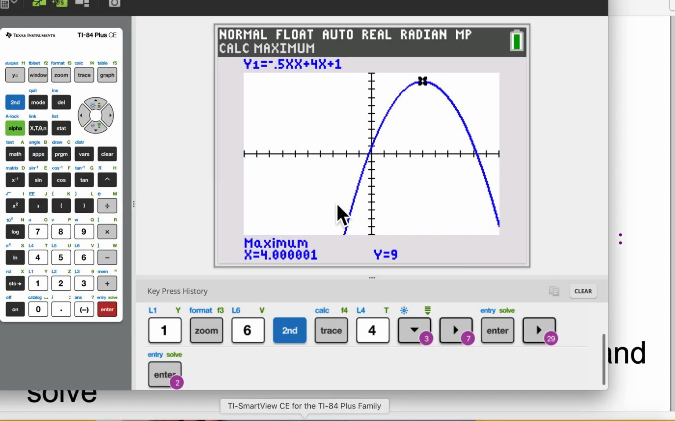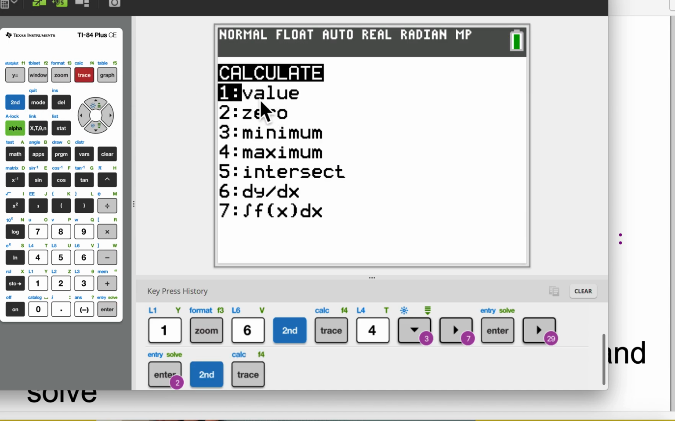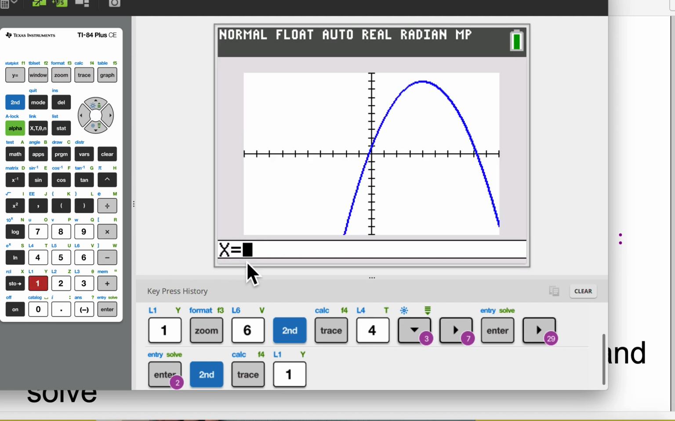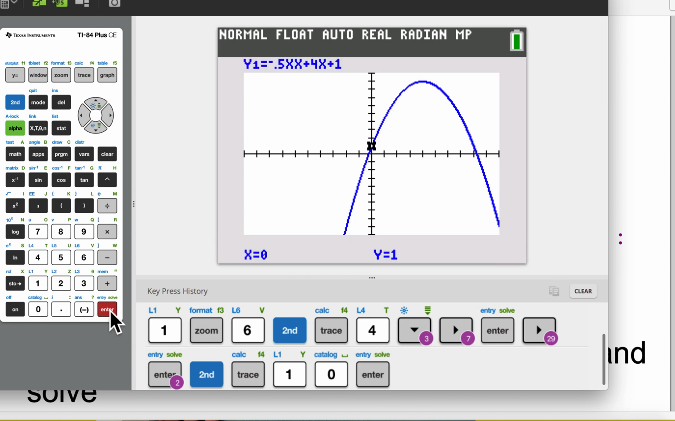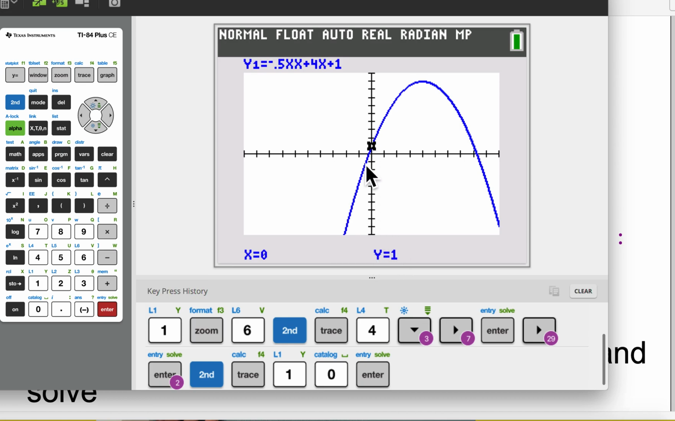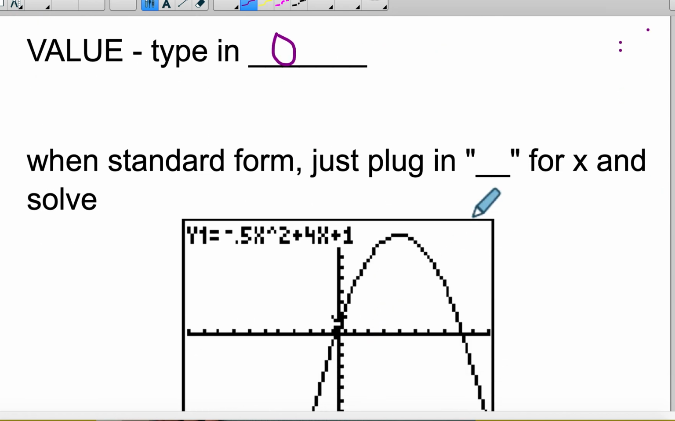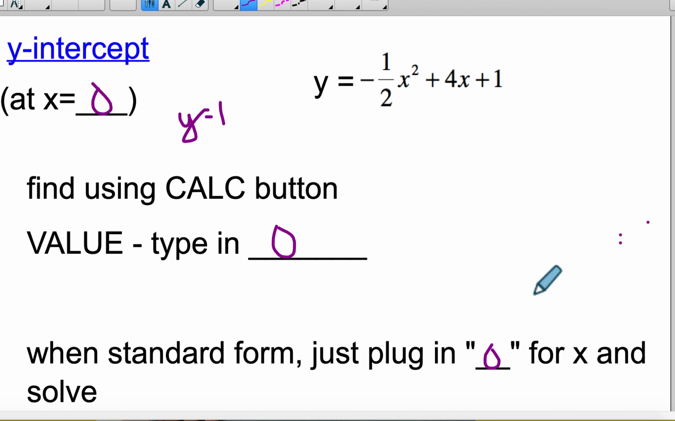If you wanted to find it on your calculator, because sometimes it's not in standard form like this parabola is, we can hit second trace and then value, the first thing on that calculate menu. Then you'll see it says x equals blank. So for a y-intercept, I plug in 0 for x, and then I figure out, okay, at x equals 0, y equals 1. So that's my y-intercept. Just a different way to do it. I already said that for standard form, just plug in 0 for x. Same thing. It's easy enough to get without the calculator, but like I said, sometimes it's not in standard form, so you can't really see it in the equation.